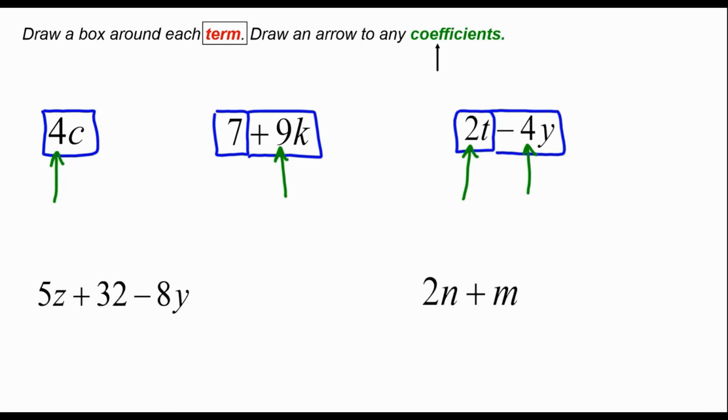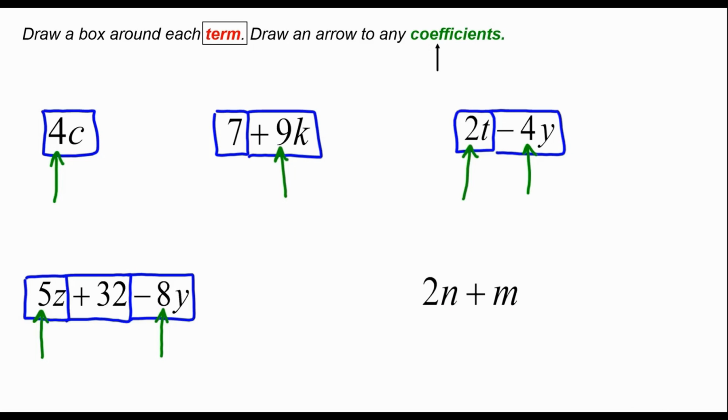The next one, 5z plus 32 minus 8y. This expression has three terms, and I'm going to put them in boxes, 5z, 32, and 8y. Two of these terms contain variables, so they're going to have coefficients. The first term has a variable, z. Z is being multiplied by 5. 5 is the coefficient. The next term is 32. It does not contain a variable, so it does not have a coefficient. 32 is not a coefficient. And the last term is minus 8y. Y is the variable, and y is being multiplied by 8, so 8 is the coefficient, and y is the variable.